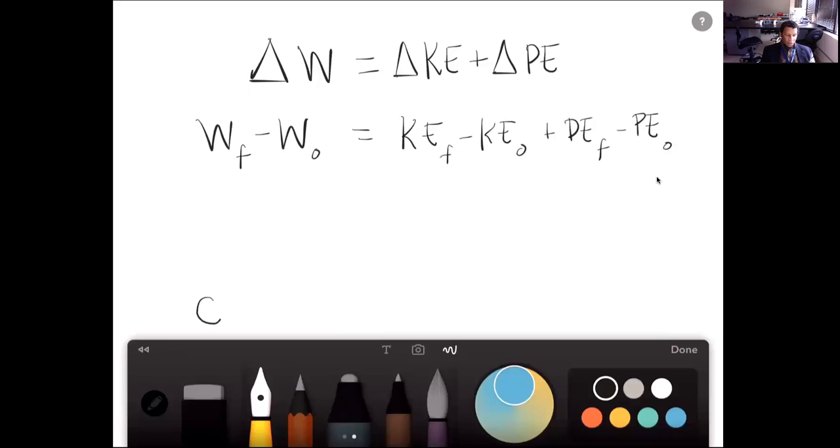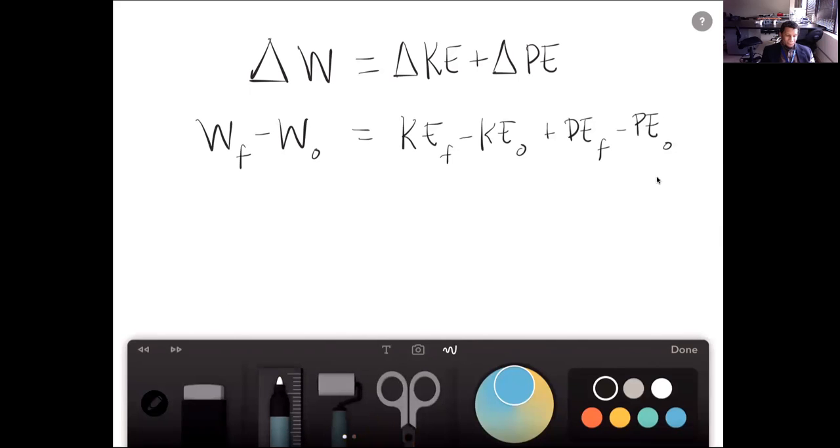So let's just say that we have ourselves an object here. Okay, and we lift this object up to this location, all right? Once we lift that object up to that location, it's going to take us a certain amount of work to do that. We're going to call that our initial work. If we let the object go, the object is going to fall back to its original location. When it falls back to its original location, this is our final work.